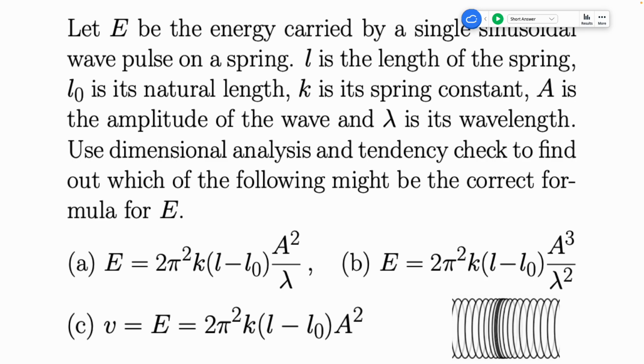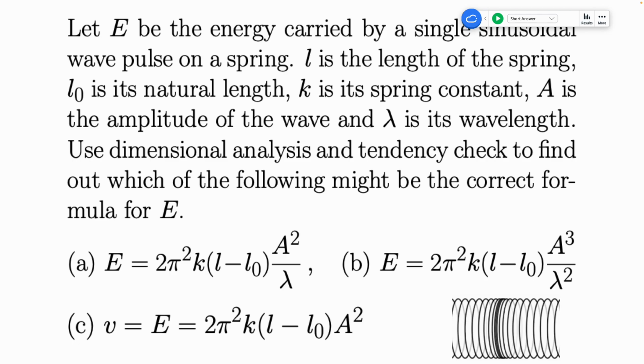So let E be the energy carried by a wave. It's carried by a spring, so it's a spring wave. The spring has a total length of L. The spring is this long, L. K is the spring constant. I hope you remember Hooke's law. A is the amplitude of the wave. When the wave is propagating, the spring is oscillating with amplitude A. Lambda is the wavelength. What should be the right formula for the energy of the spring wave?